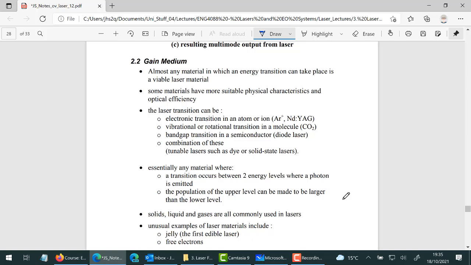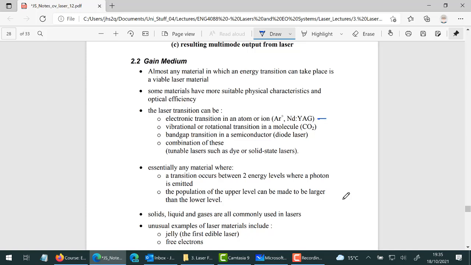Essentially, any material where you can have transitions from one energy level up into another energy level, pretty much, if you hit it hard enough, can be made to laze or give you some coherent light out. There are lasers based on all sorts of materials, so you can have, as I say, electronic transitions.